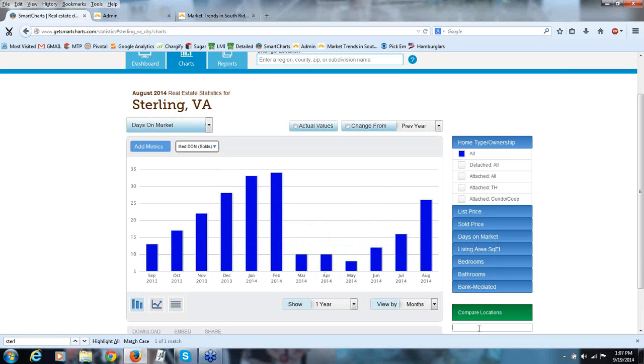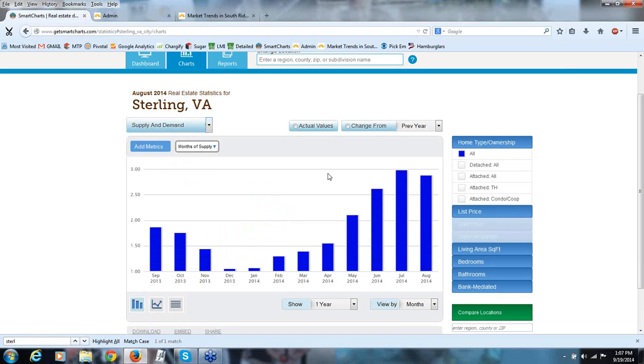One thing that you can do here is you can actually combine the view to show different zip codes within Sterling, Virginia. So supply and demand, the months of supply. This means that if no more homes went on the market from August forward, how many months would it take to sell through the active inventory at the end of August based off of the 12-month sales average over the last 12 months? So 2.8 months of supply is very low.